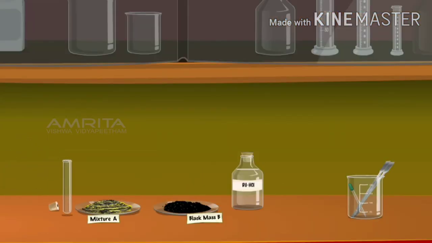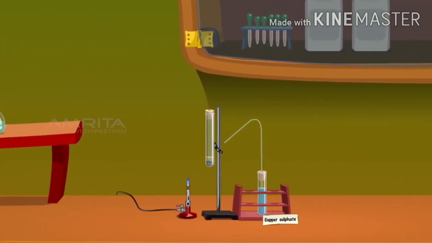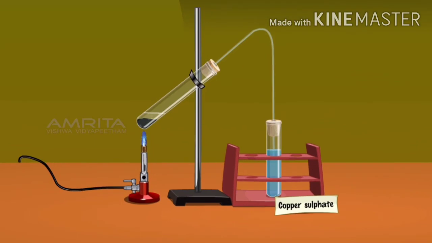Now, take a small quantity of black mass B in another test tube. Add a few drops of dilute HCl into it. Cork the test tube. Connect the test tube with the bent tube to another test tube containing copper sulfate solution. Heat the contents of the test tube gently.